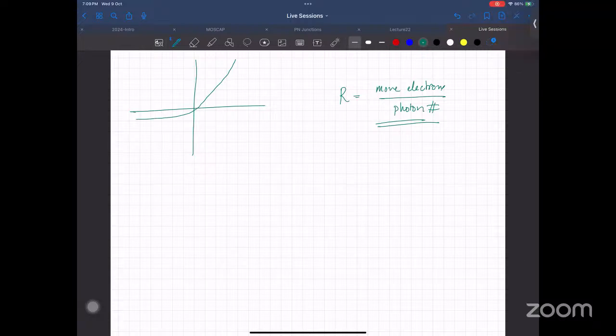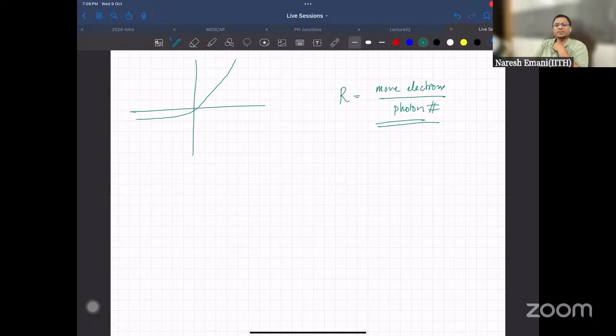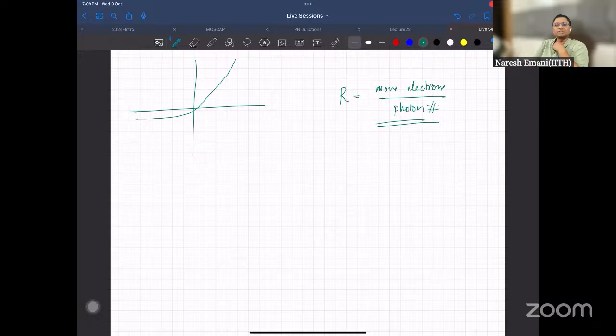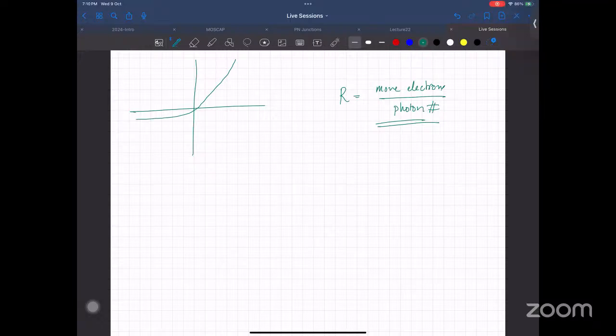Does that answer your question, Sandeep? Yes, sir. Okay. I got it. So what is the second question? When light is incident on a PN junction based solar cell from one side, would we not have a diffusion current also in addition to drift current?